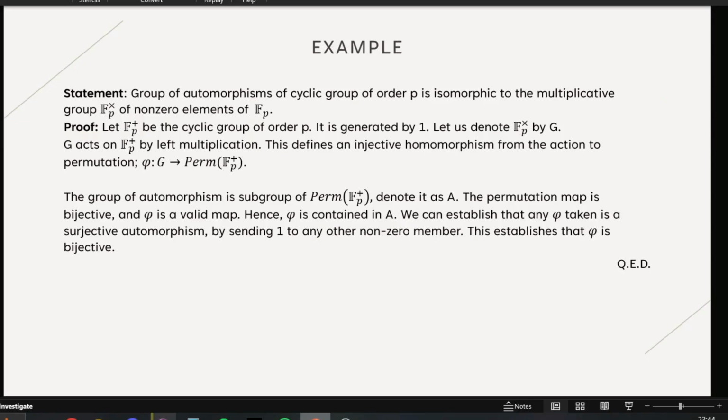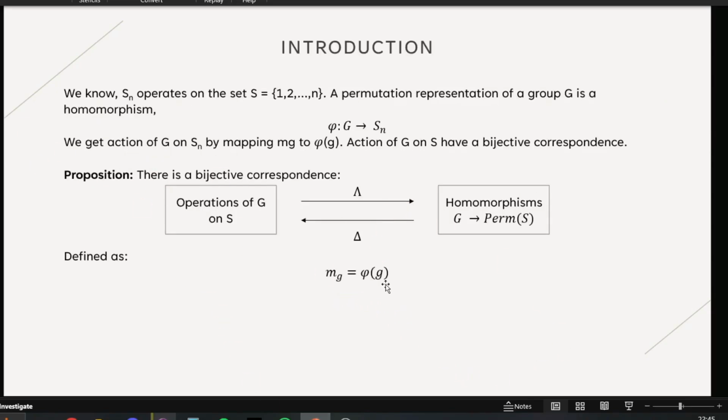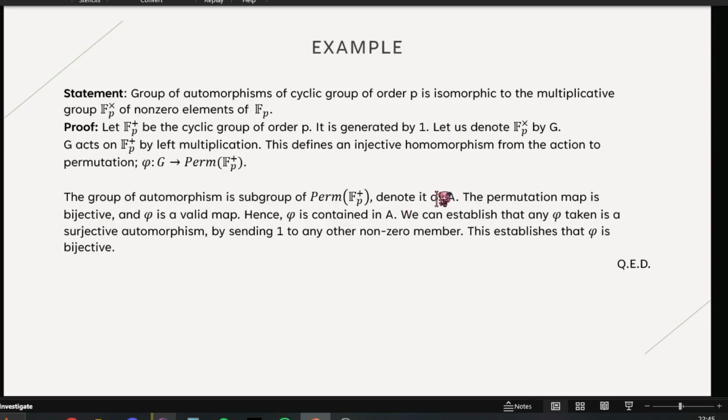If we take the map from G, the multiplicative group, to the permutations of the set, then we have an injective homomorphism, because trivially it goes through all the elements. So we have a permutation map. The automorphism group is a subgroup of the permutations. There will be many maps under the permutations, which is the bijective correspondence defined here. Under this map, we also have the automorphism map.